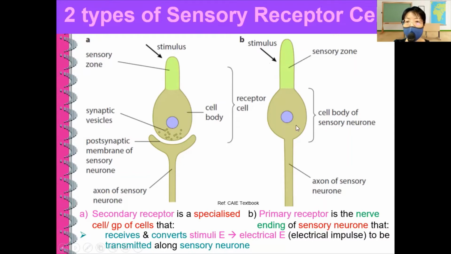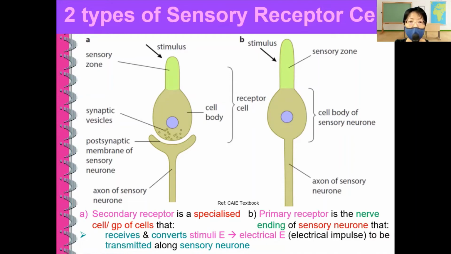So this is a neuron itself, where one end of this neuron is able to detect the stimulus, and then convert it into whatever membrane potential you need. So this is called the primary receptor. It is the nerve ending of a sensory neuron. Secondary receptor is not a neuron. It's not a neuron.